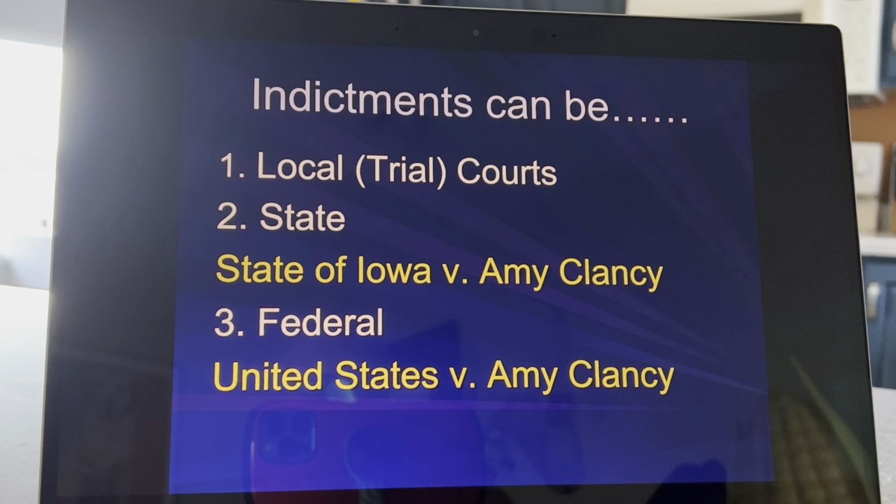Which I think would be super intimidating. Can you imagine getting a document that's basically the United States of America versus you? I think that has to be a pretty awful feeling.